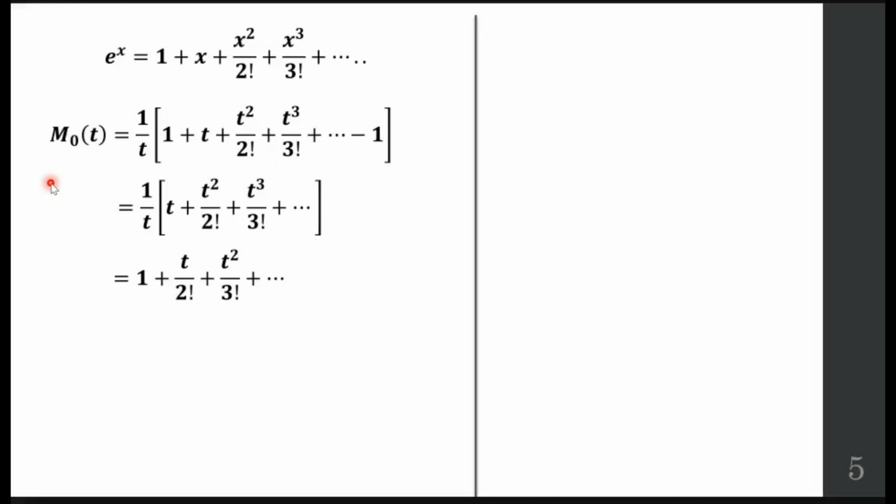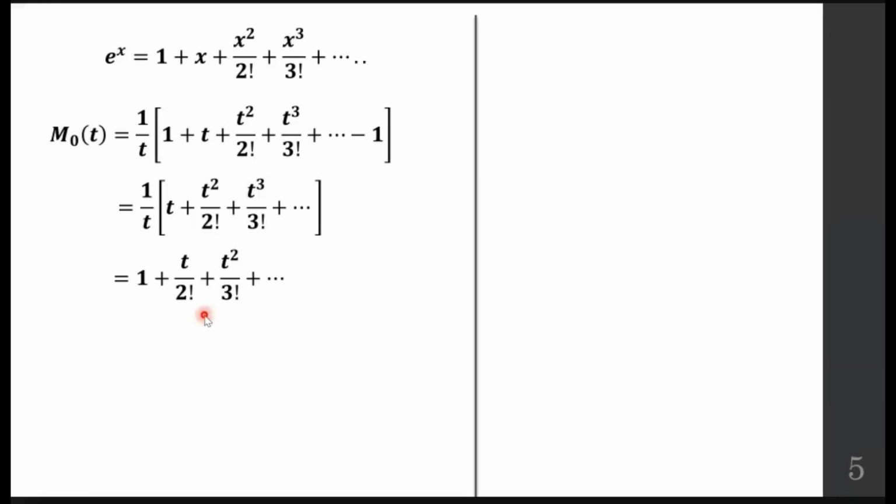The coefficient of t raised to r upon r factorial is mu r dash. Okay. So coefficient of t raised to r upon r factorial. अगर मैंने यहाँ पे t raised to 1 upon 1 factorial लिया, तो what is the coefficient? What is the coefficient of t raised to 1 upon 1 factorial? It is 1 upon 2, not 1 upon 2 factorial.